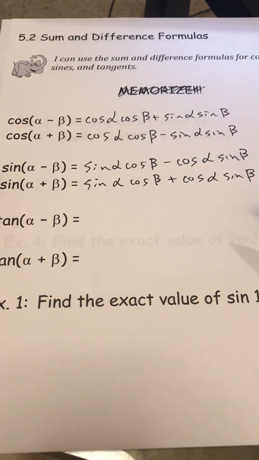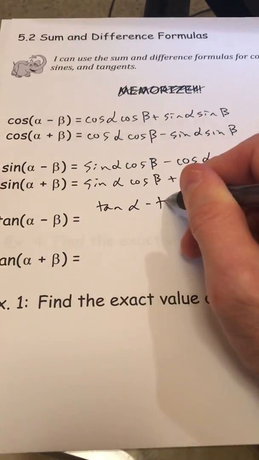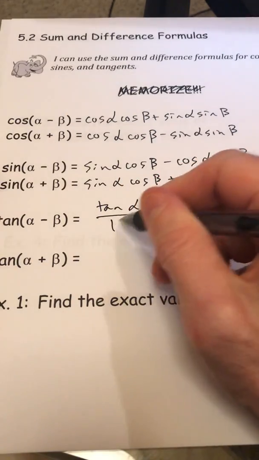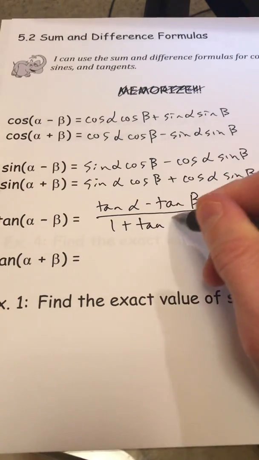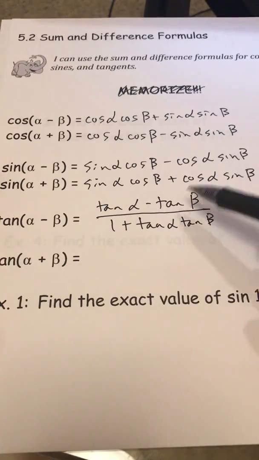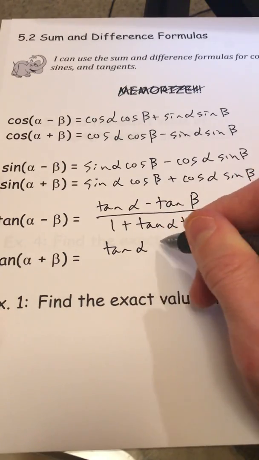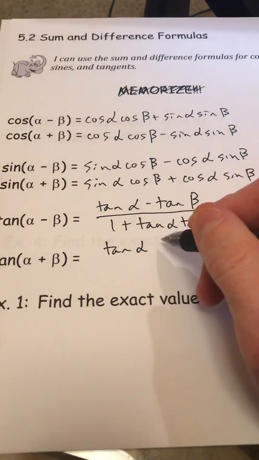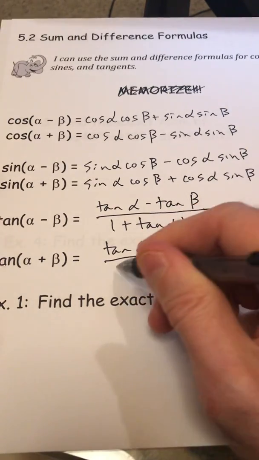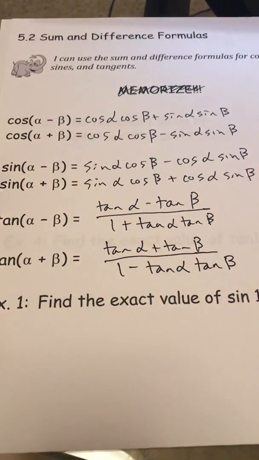The last two formulas are for tangent. Tangent of alpha minus beta is tangent alpha minus tangent beta over 1 plus tangent alpha tangent beta. For the sum formula, much like the others, the only thing that changes are the arithmetic signs in between. So this is tangent alpha plus tangent beta, and your denominator is 1 minus tangent alpha tangent beta.